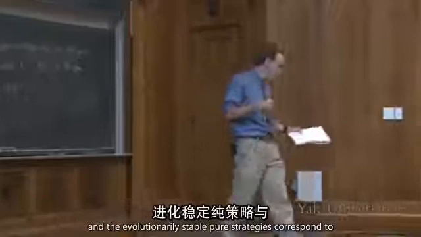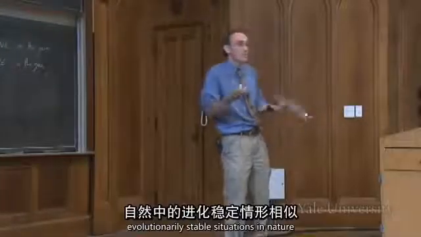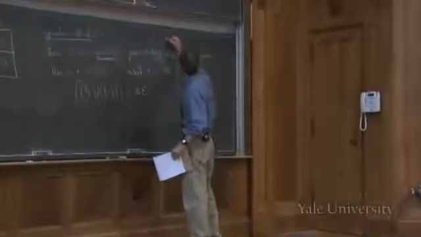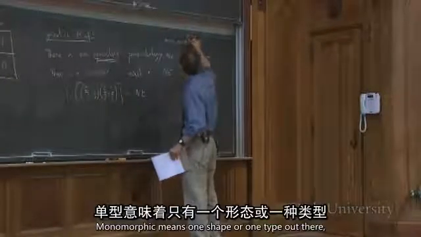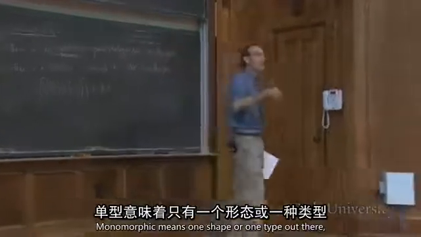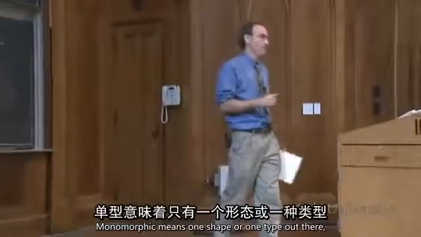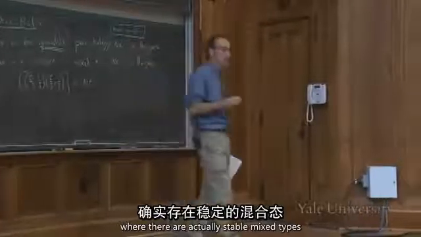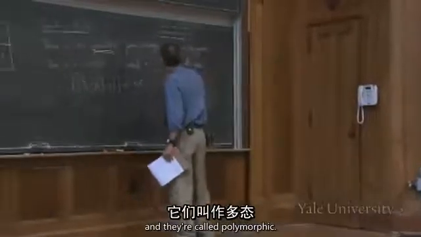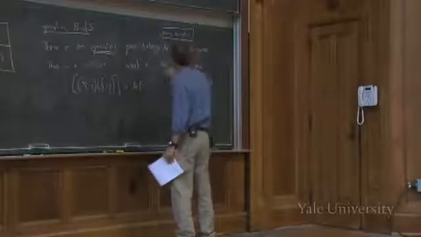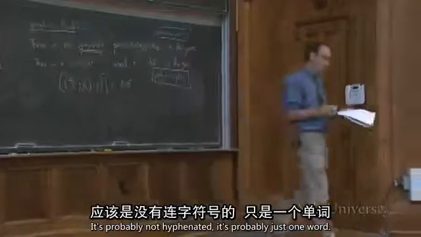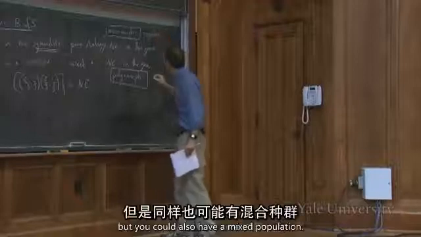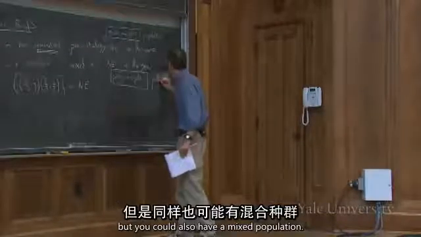And evolutionary stable pure strategies correspond to evolutionary stable situations in nature, which are what are called monomorphic. And monomorphic means one shape, or you only get one type out there. But you can also have situations in nature where there are actually stable mixed types. And they're called polymorphic. It's probably just one word. So you can have a monomorphic population. That's what we've focused on so far, but you could also have a mixed population.